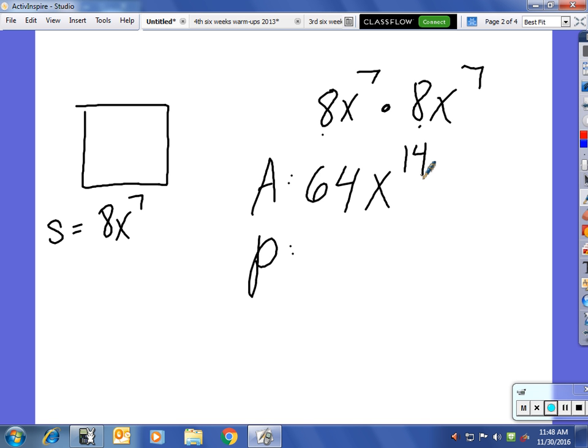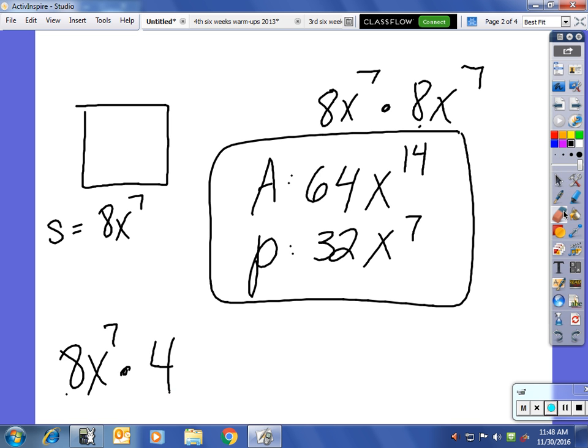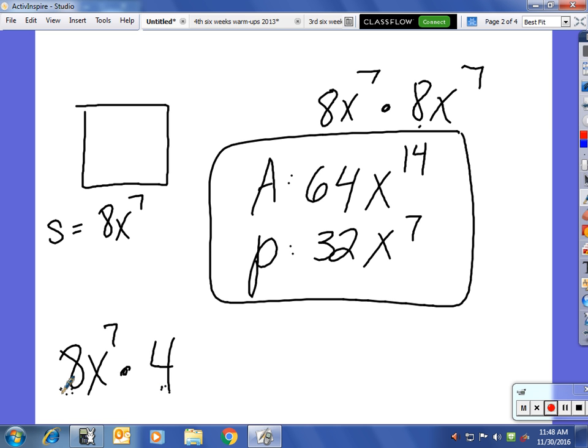Okay, now how about perimeter? 32x to the 7th. Exponents do not change on perimeter on these problems. 8x to the 7th times 4, you just do 8 times 4. It doesn't affect the x to the 7th at all. The only time x's change is if you multiply x's times other x's, like we did here. Whoopsie. Or divide x's by other x's. But when you multiply by a whole number, it affects the other whole number.